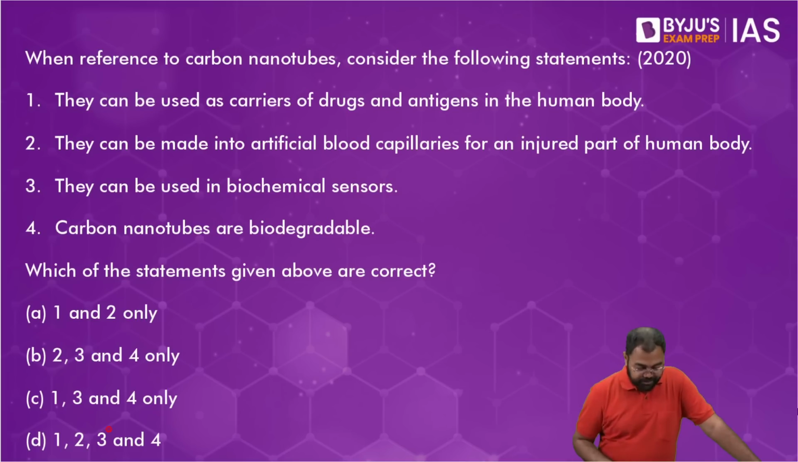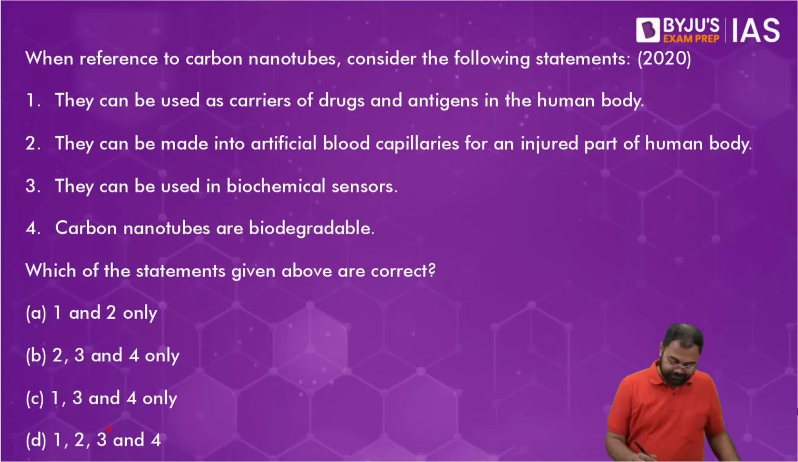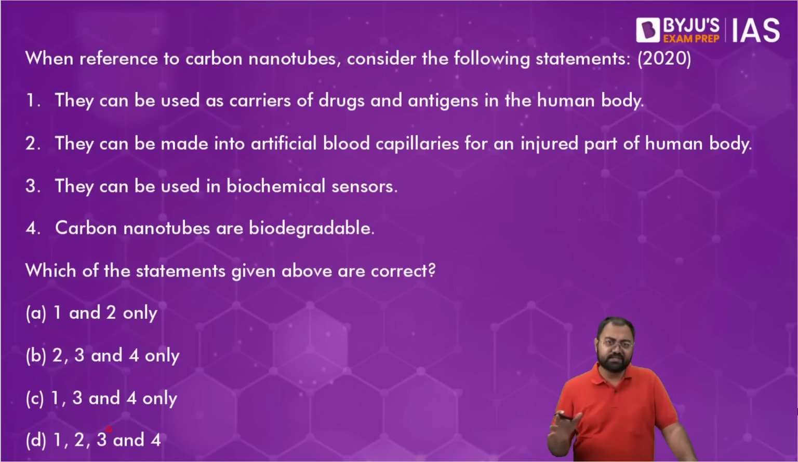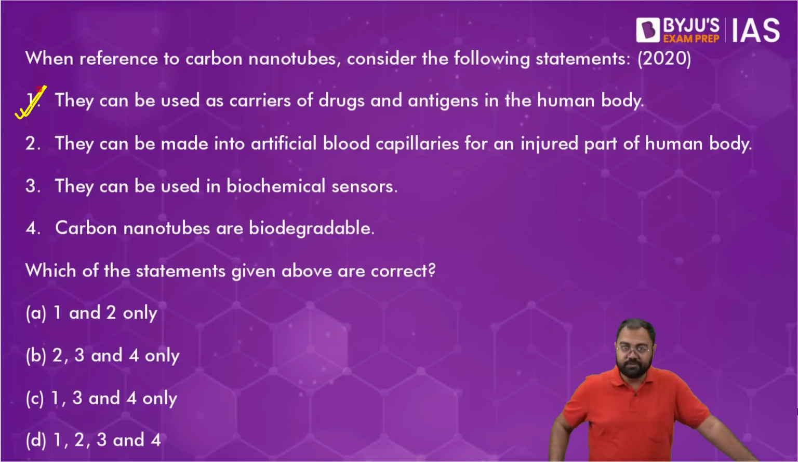Okay, read this question. This was asked in your 2020 paper. Right, so many are used as carriers of drugs and antigens in the body. We just discussed why we can do it, and even the Nobel Prize in 2016 was given for this. So this is correct. They can be made into artificial blood capillaries for an injured part of the human body.